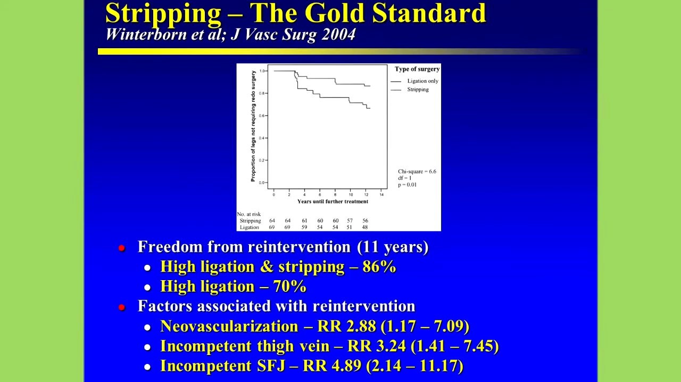This was a long-term follow-up, up to 11 years, of a series of patients. They were randomized either to high ligation and stripping or high ligation alone. At 11 years of follow-up, 86% of those patients undergoing high ligation and stripping were free of any recurrence, in comparison to only 70% of those undergoing high ligation without stripping. The factors associated with reintervention were neovascularization at the saphenofemoral junction, an incompetent thigh perforating vein, or, importantly from the standpoint of thermal ablation, an incompetent saphenofemoral junction, which was associated with about a 5-fold increased risk of recurrent deep venous thrombosis.